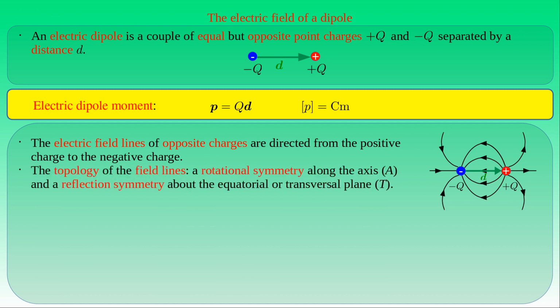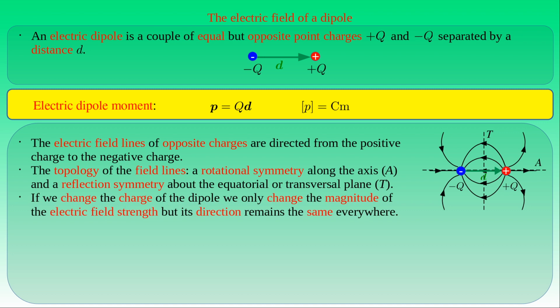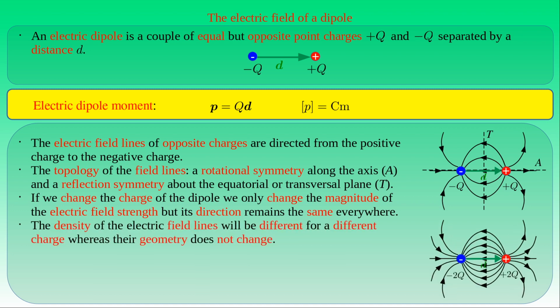The figure shows that the topology of the electric field, that is the structure or the distribution of its field lines around a dipole, exhibits a rotational symmetry around the axis of the dipole, and a reflection symmetry about its equatorial or transversal plane. If we change the charges plus q and minus q by the same amount, we do not break the symmetry of the field geometry. We change the magnitude of the electric field strength around the dipole, but its direction remains the same everywhere. As a result, the geometry of the field lines remains the same, that is, the field lines still have the same distribution. By changing the magnitude of the electric field, we modify the density of the field lines, whereas their geometry describing the direction of the electric field does not change at all.